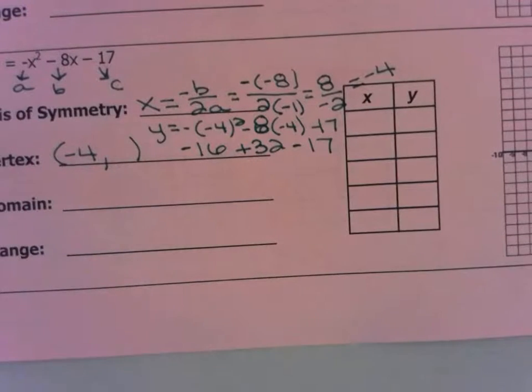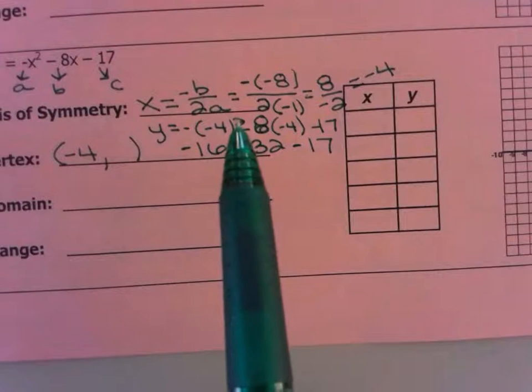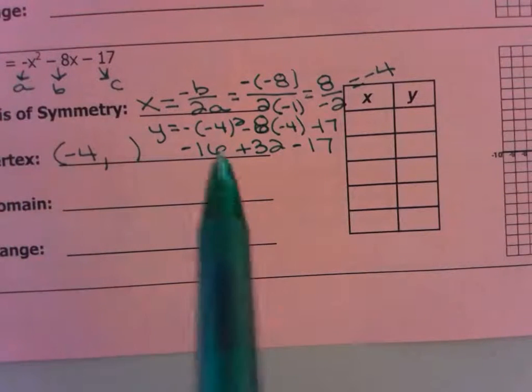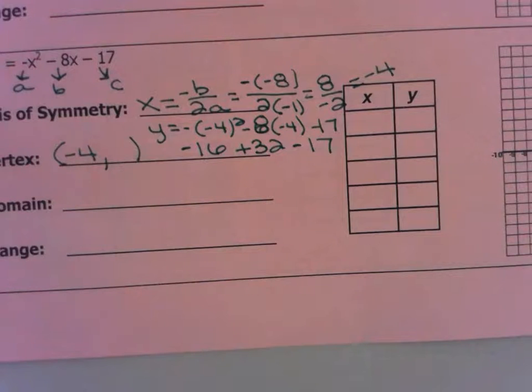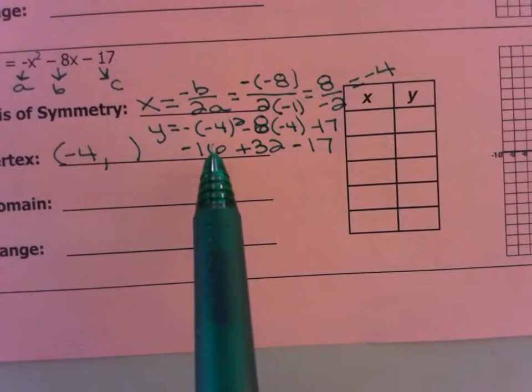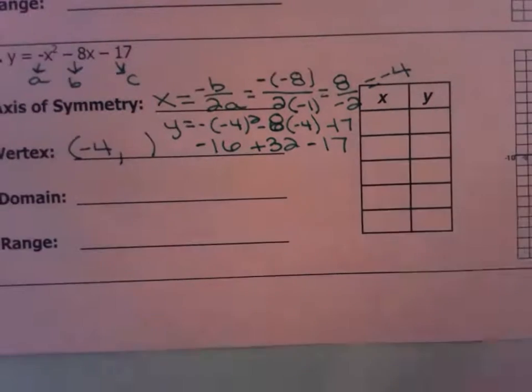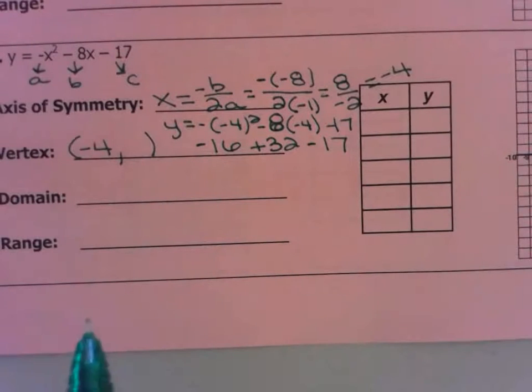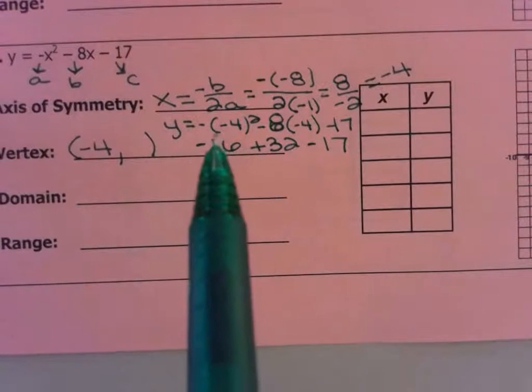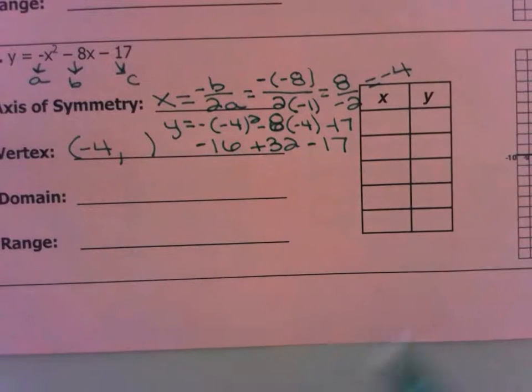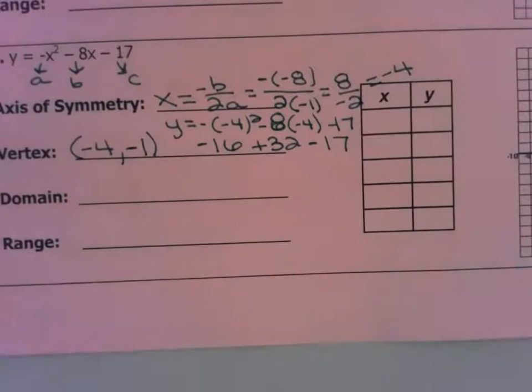How is it negative 16? Because it's negative 4 squared, which is positive. But there was a negative in front, so I put the negative in front. Why do you square it first? Because of order of operations. You do the exponent and then you multiply. You're fine. The whole answer is negative 1. So when you plug it in your calculator, negative 16 plus 32 minus 17, you get negative 1.